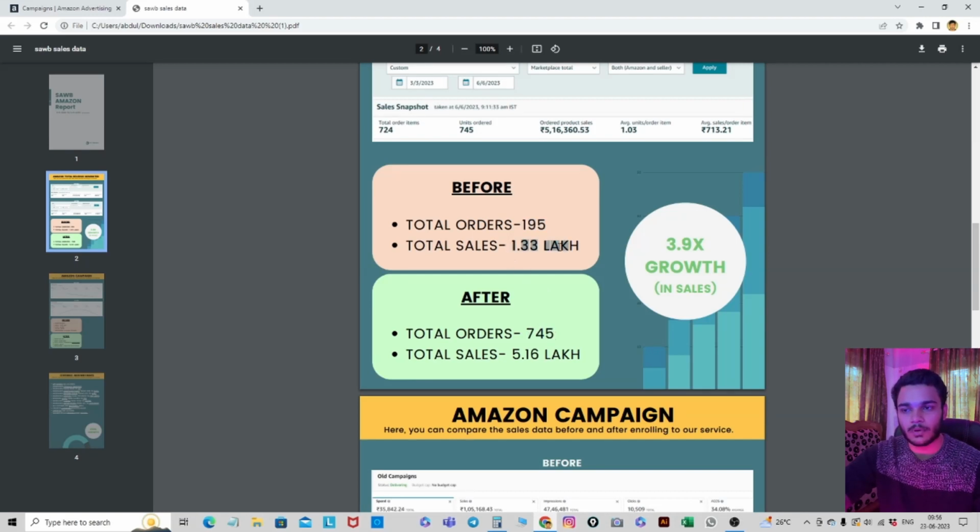The sales was 1.3 lakh before. Within 3 months I could increase that to 5.16 lakh. And these numbers, within 3 months only I have got the 5.16 lakh. Actually, these details, these data are not included in this. After I have mentioned the 745 and 5.16 lakhs, this is exactly the 3 months result. No other previous data are included or mixed in this data.